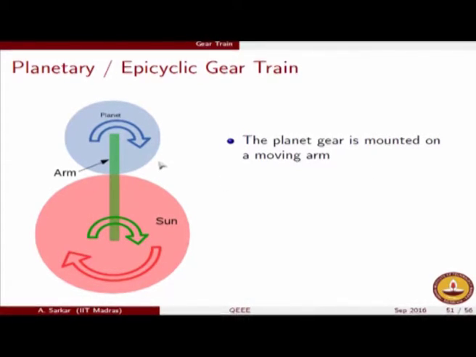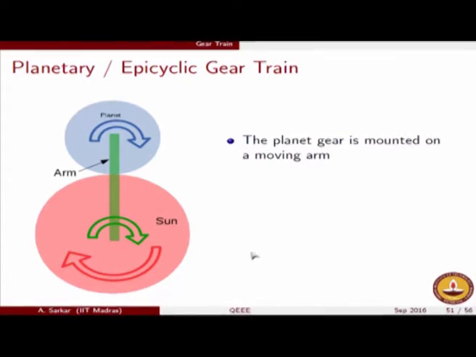As an example, in this drawing that I have shown here, you have this red gear which is called the sun gear, and at the same center as the sun gear, you have this green arm or the carrier mounted. The carrier is pivoted exactly at the center of the sun gear, so it can rotate about the same gear center, and the carrier or the arm also carries at its other end a planet gear. The planet gear can execute rotational motion with respect to the carrier. The carrier itself can rotate with respect to the frame, and the sun can rotate with respect to the frame.